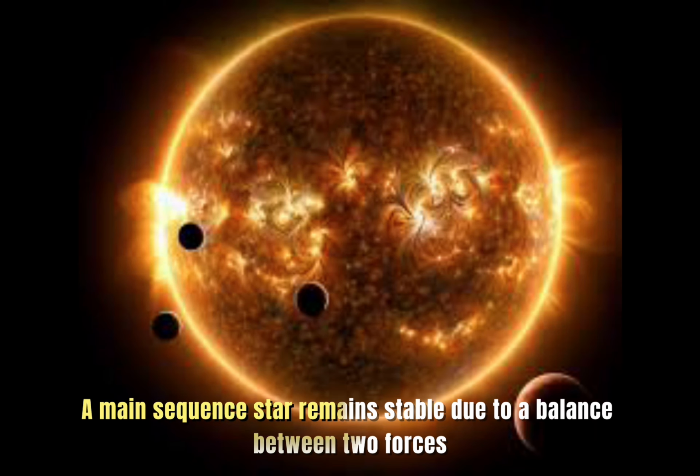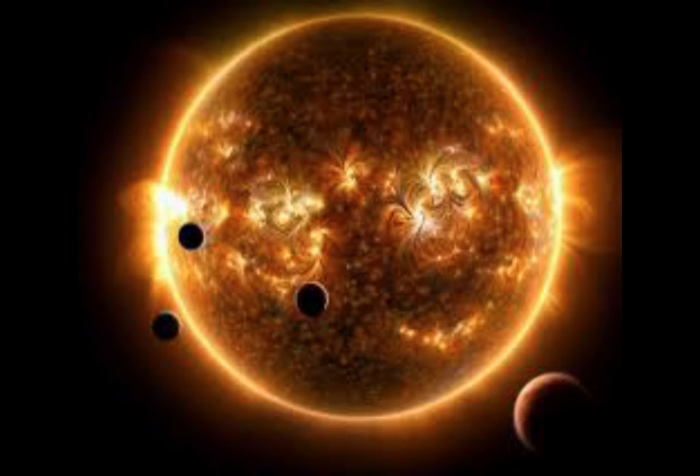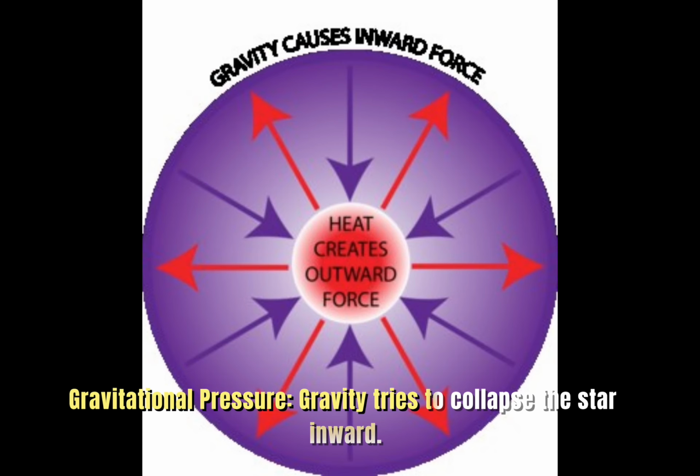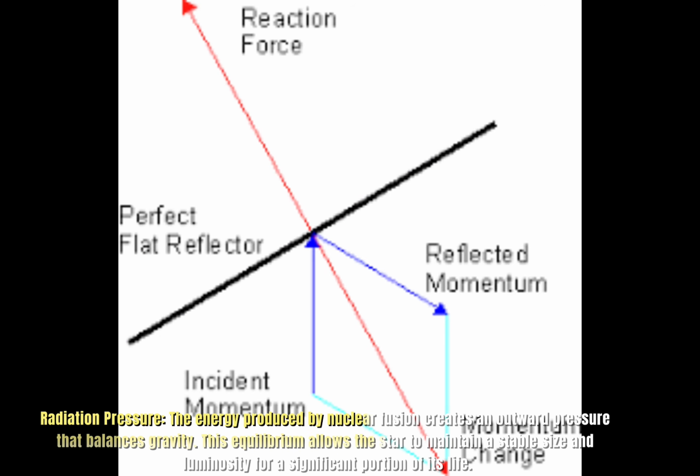A main sequence star remains stable due to a balance between two forces. Gravitational pressure: gravity tries to collapse the star inward. Radiation pressure: the energy produced by nuclear fusion creates an outward pressure that balances gravity. This equilibrium allows the star to maintain a stable size and luminosity for a significant portion of its life.